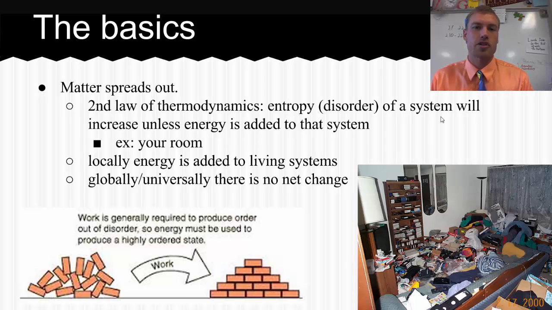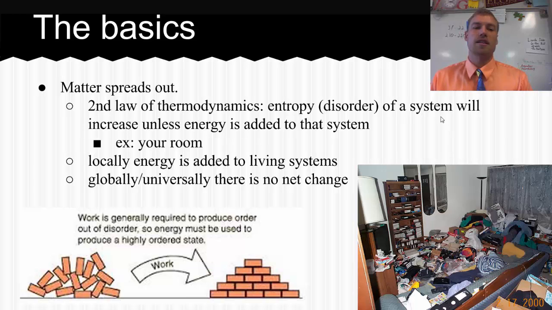You think about, like, a kitchen that starts smelling and then the whole house starts to smell. That's because the molecules that create that smell started off in the kitchen, but they are slowly spreading out throughout the rest of the house. Another example is your room. Your room starts out at a very ordered state. However, unless you continue to put effort and energy into keeping your room ordered, it will eventually go towards disorder.